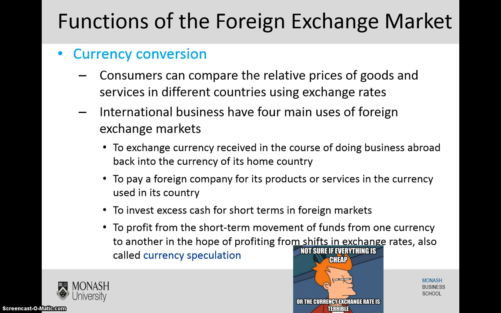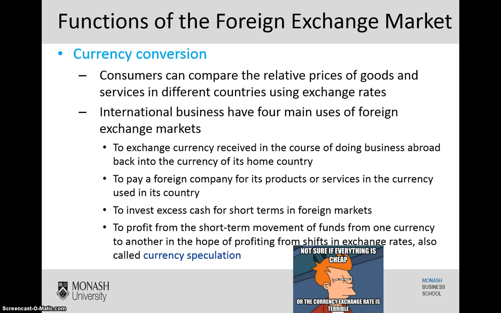Firstly, to exchange the currency that they have received in the course of doing business abroad back into the currency of its own native country. So of course, if you earn money from the sale of exports, or obviously if you've got a plant or a factory overseas and are selling things in a foreign country, all the money you make from that operation you're going to want to convert back into your own currency so that you can then have those profits back home.